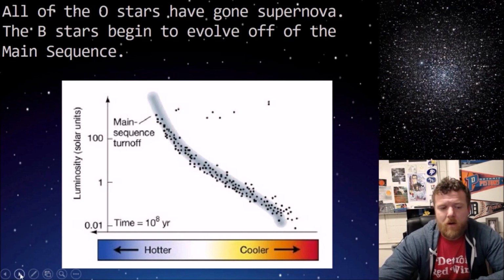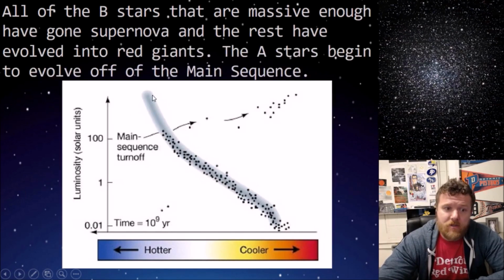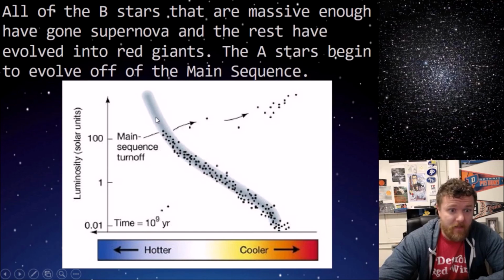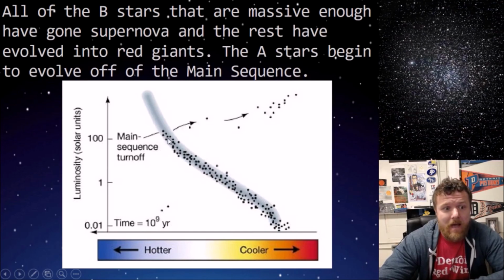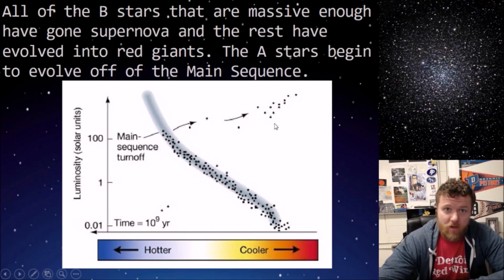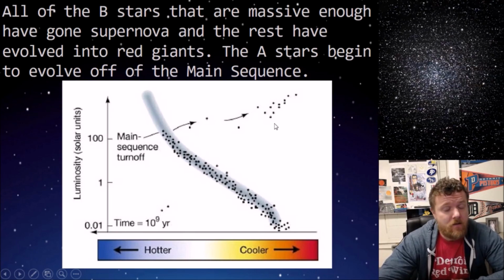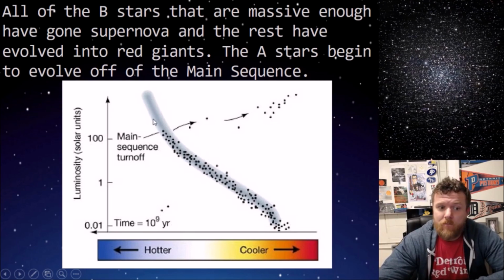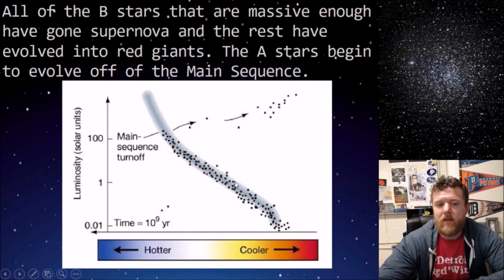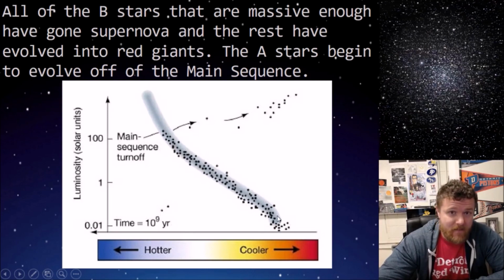Let's go from 100 million years to about a billion years. All of the O-class stars, all of the B-class stars have gone supernova, and now the A-class stars are starting to turn off of the main sequence and turn into red giants. And the turnoff point, you can tell, is traveling down the main sequence as time goes on.